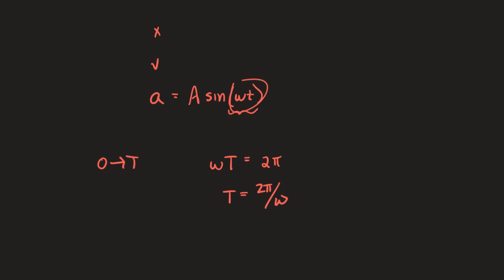Okay, Rachel? I think one of those answers is there. Yep, it's D, 2 pi over omega.